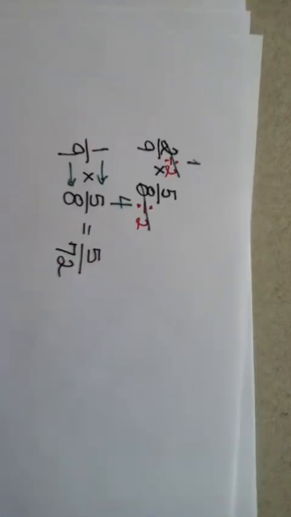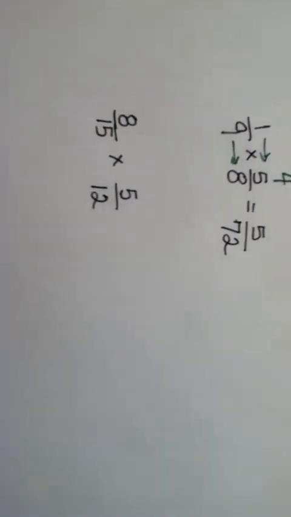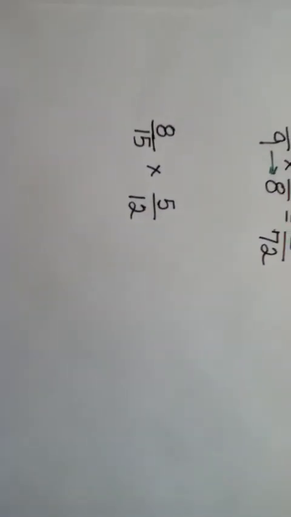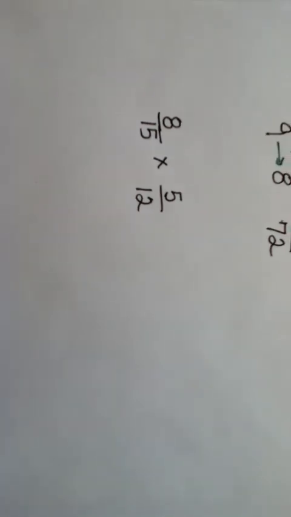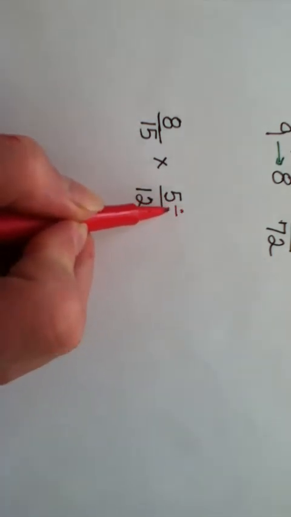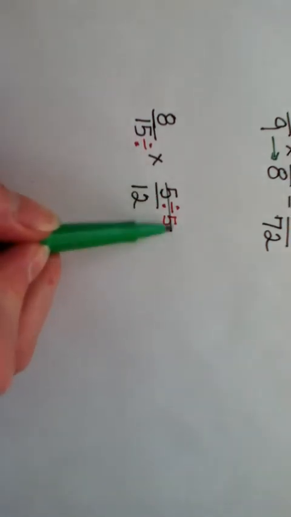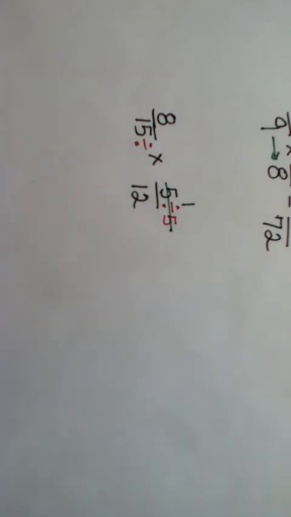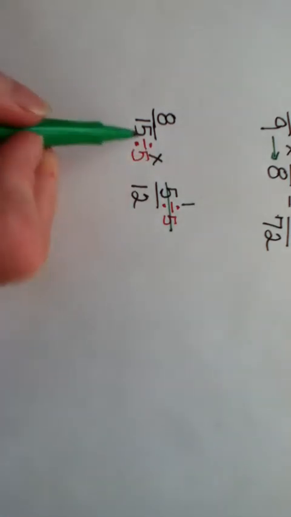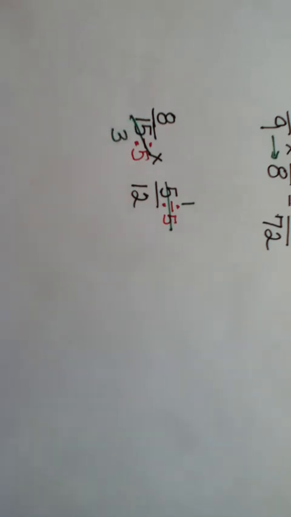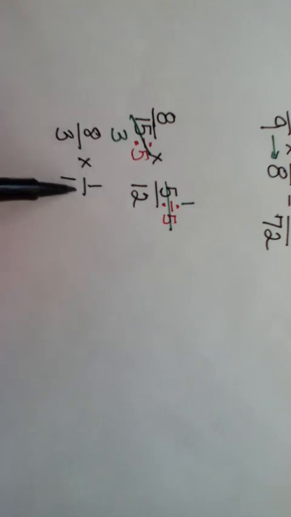Let's try that again. The second problem: 8 over 15 times 5 over 12. And again, do you see a number on the top and a number on the bottom that can both be divided by the same number? Well, if I look at the 5 and the 15, I see that I can divide both of those by 5. Well, 5 divided by 5 is 1. 15 divided by 5 is 3. So now my problem has become 8 over 3 times 1 over 12.